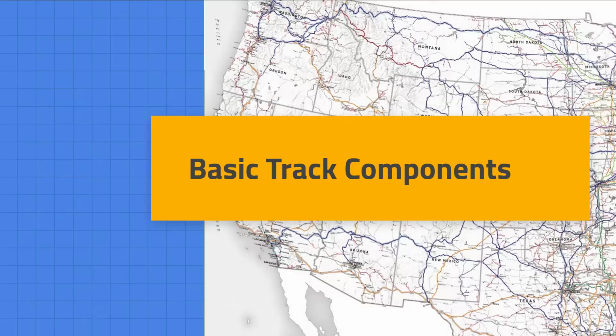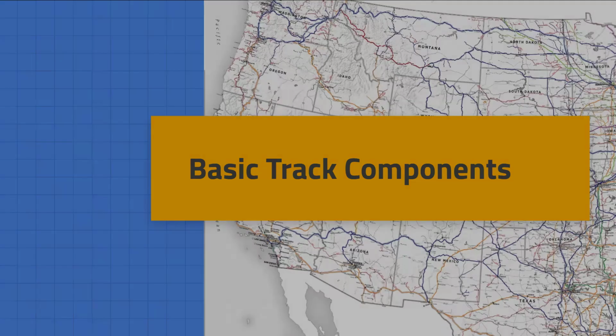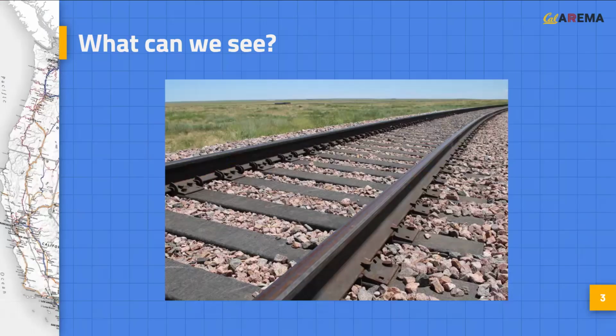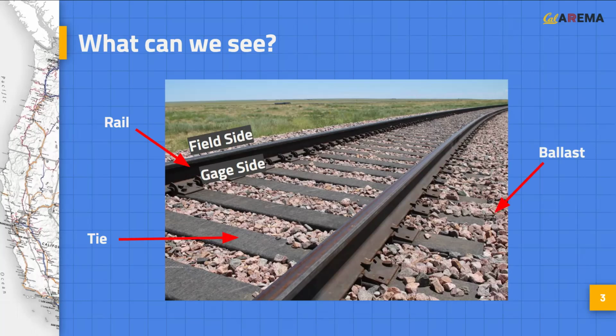We will start our lecture by discussing the many different track components that are used in modern railway design. As a diagnostic, let's take a few seconds to identify everything we see in this photo. First, we have the rail. Note that there are two sides of the rail, the field side and the gauge side. Next, we have the tie, ballast, spike, tie plate, and rail anchors. We'll talk more about each of these components in detail.